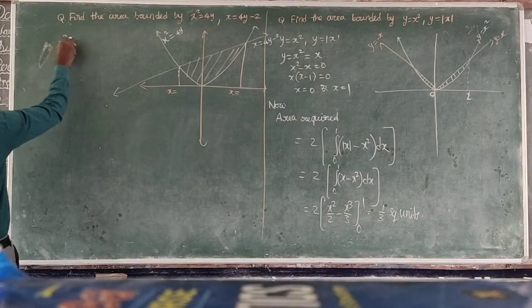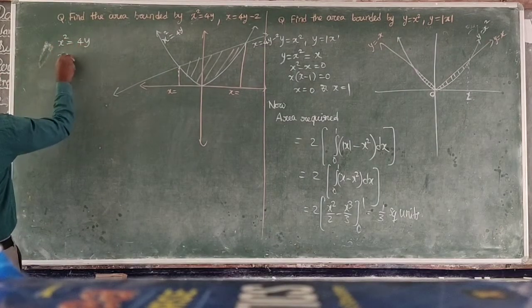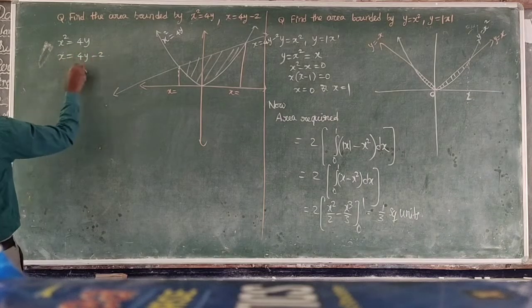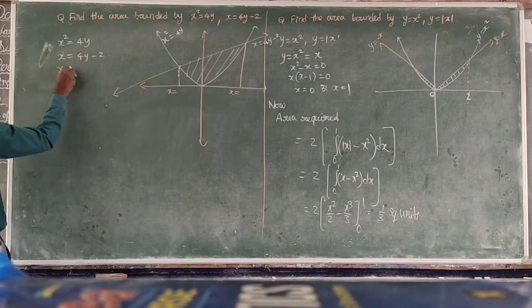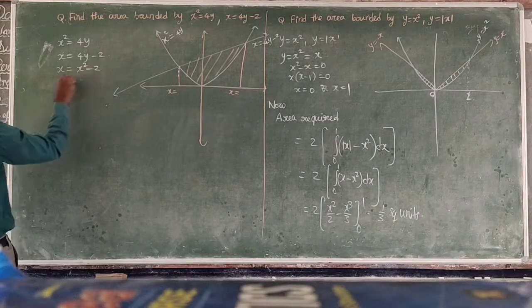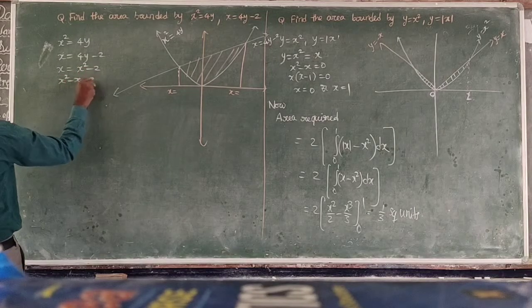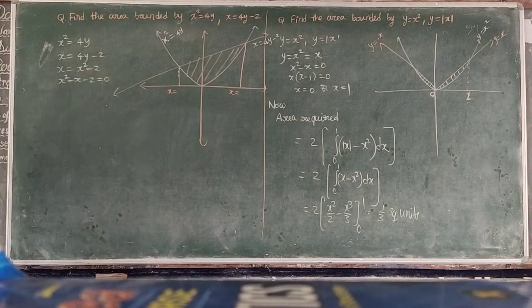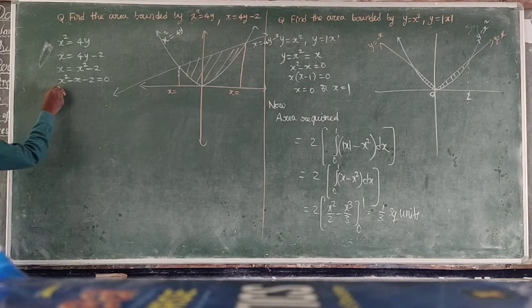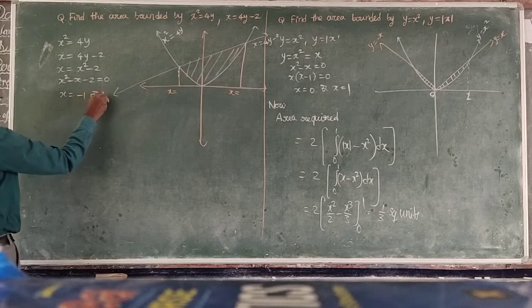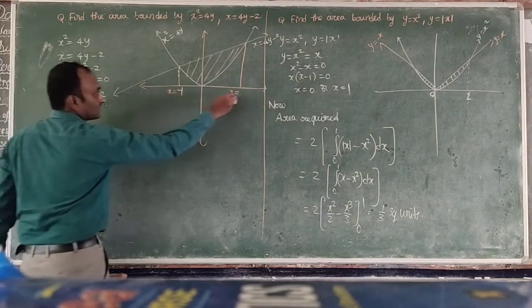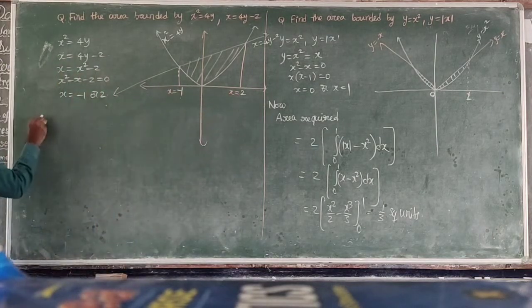So what is given? x square equal to 4y. x is equal to 4y minus 2. But 4y is what? x square. Substitute: x square minus 2. x square minus x minus 2 equal to 0. Then by using the factorization formula, you get x is equal to minus 1 and 2. That means this is minus 1. This is 2. Now it's very clear.